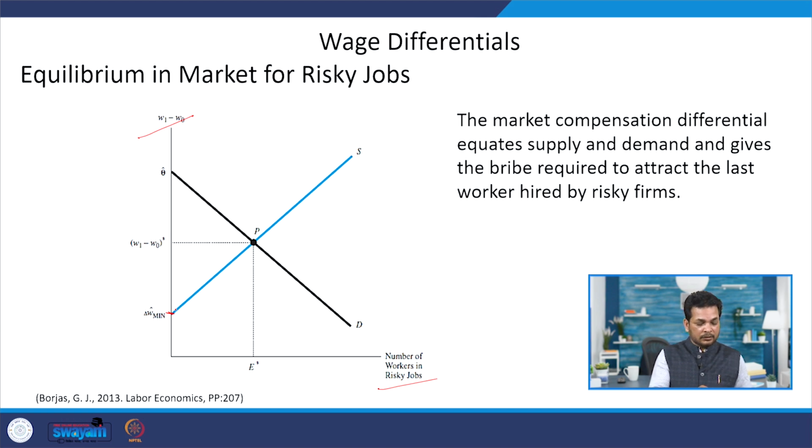As the wage differential increases, more and more workers are willing to work, therefore we have an upward sloping supply curve, and a downward sloping demand curve as the wage differential keeps declining. More and more firms find it profitable to switch over to a risk environment and hire more workers in risk jobs. The intersection of these two at point P decides that the firm will hire E star risk workers with a wage differential of W1 minus W0 star.